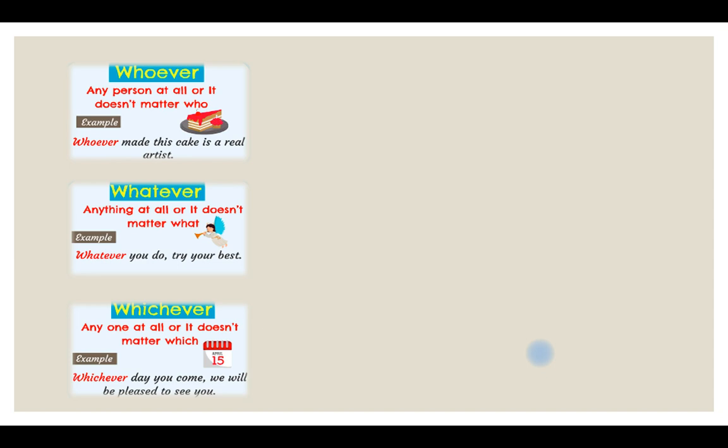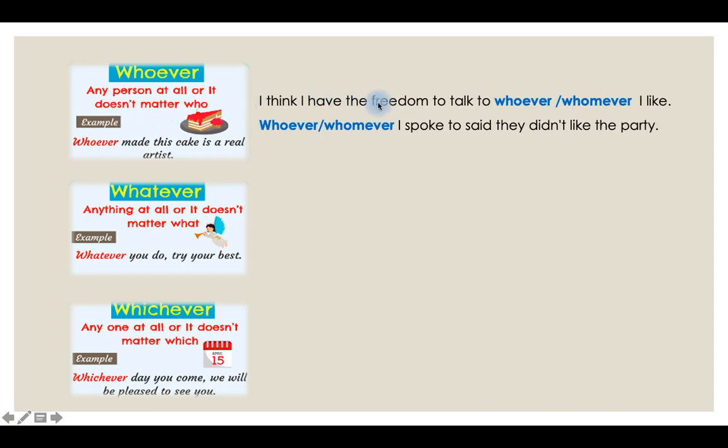So what about ever words in noun clauses? By ever words, I mean whoever, whatever, whichever. Whoever. Whoever is any person, or it doesn't matter who. I think I have the freedom to talk to whoever, or whomever is also possible, I like. Whomever is more formal.